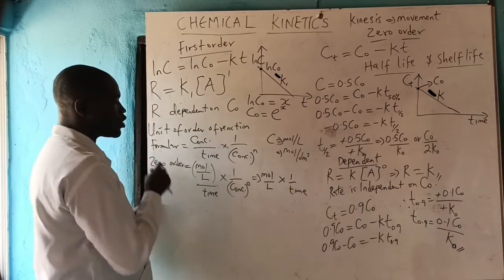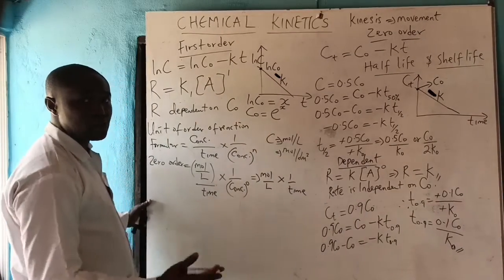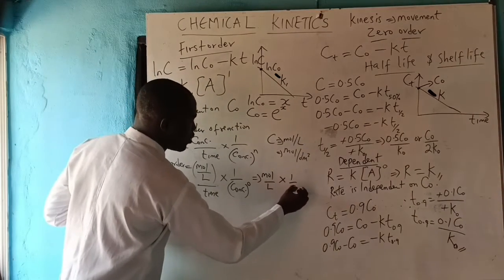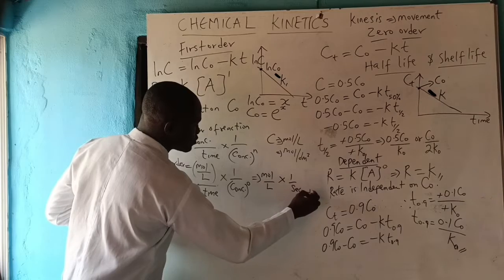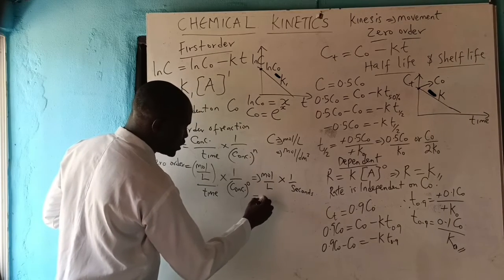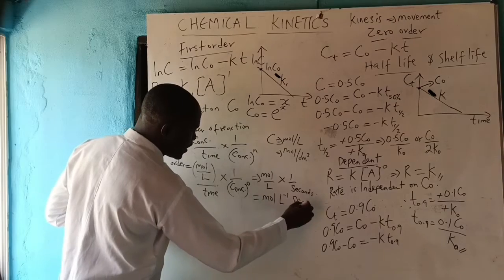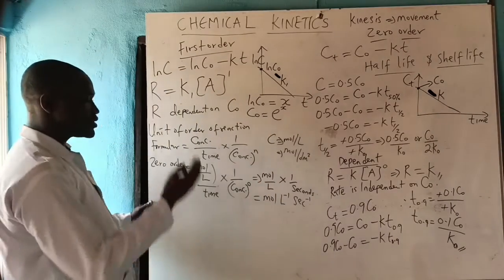Now, what is the unit of time? The unit of time can be in second, in minute, in hour. Okay, let's say the time is in seconds, all over seconds. So we will be having it mole per liter per what? Second. When everything comes up.